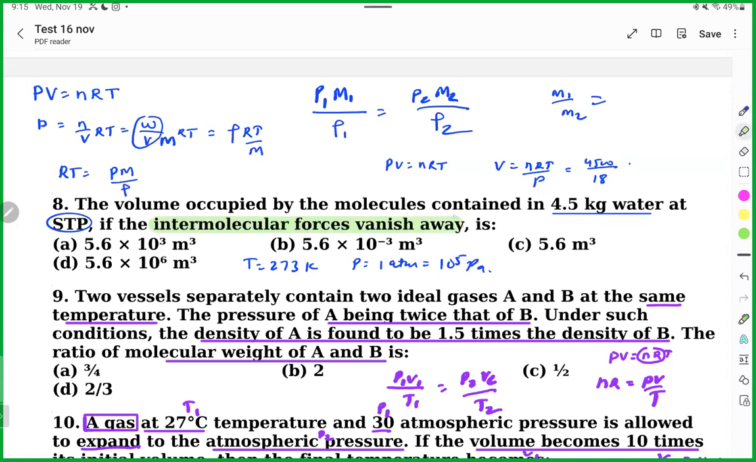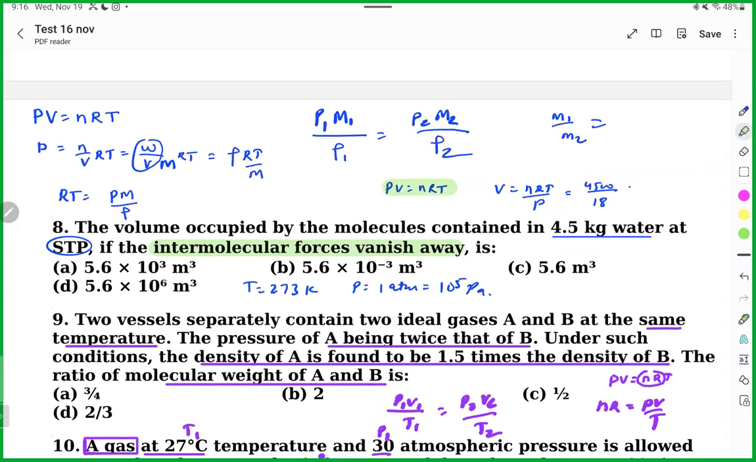Correct. So, do you know about intermolecular force? No, nothing. Okay. So when it is given that intermolecular force vanishes away, it means this is an ideal gas. When intermolecular forces vanish away or are zero, it is an ideal gas. And that's why we are using this equation, PV is equal to nRT, because of the ideal nature.